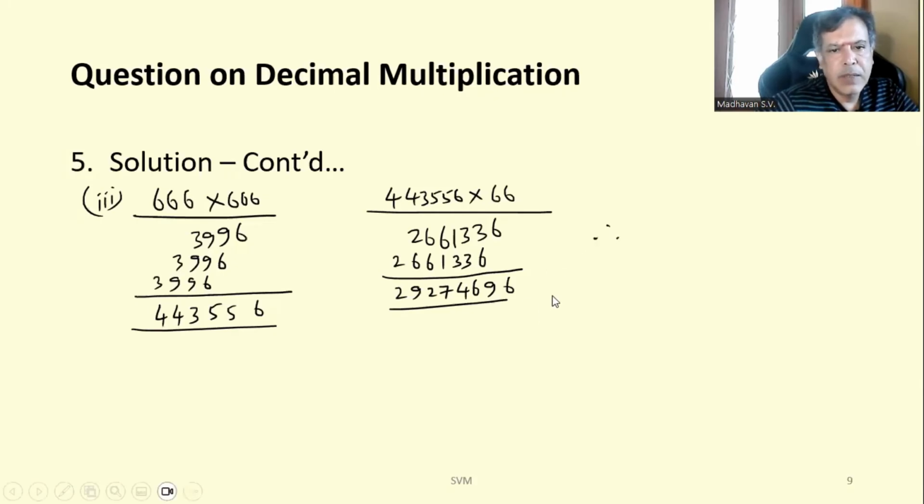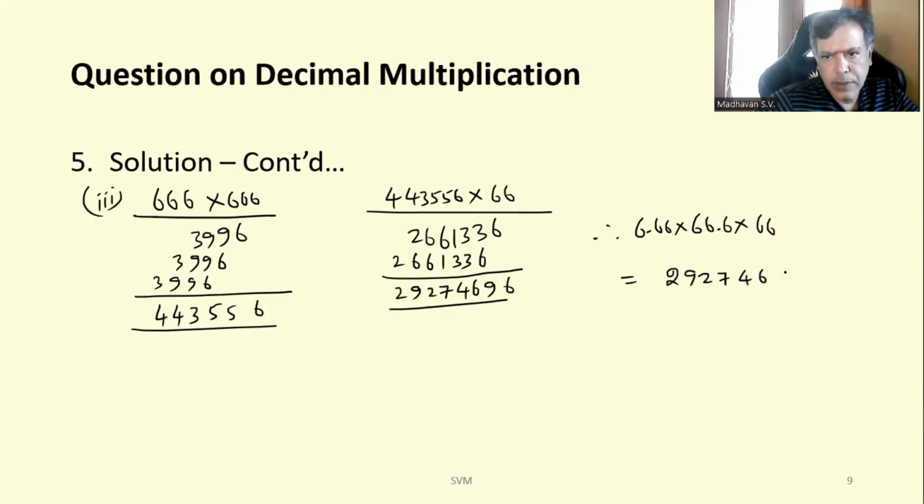Therefore, what is that? 6.66 multiplied by 66.6 multiplied by 66 is equal to, let me write this, 2927496. Now let us count the decimal points. Sorry, digits after decimal points. It is totally 3. So we have to put dot here. That is the result. 29274.696. That is the result.